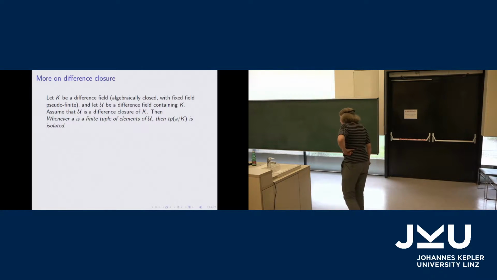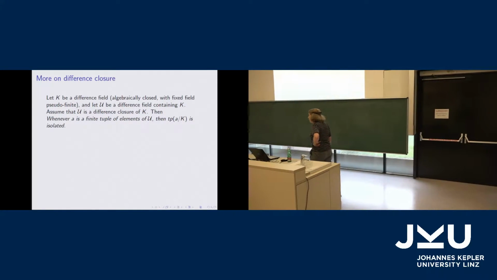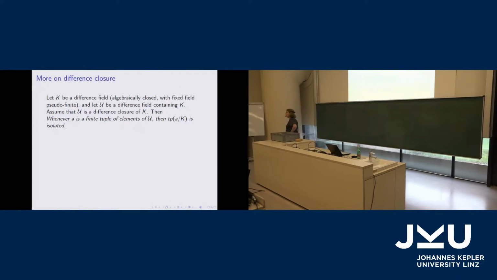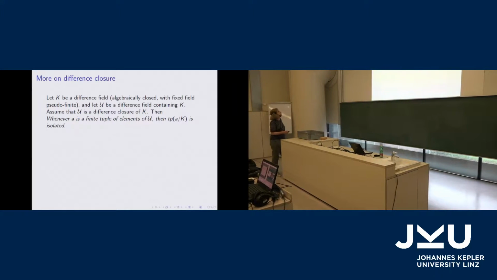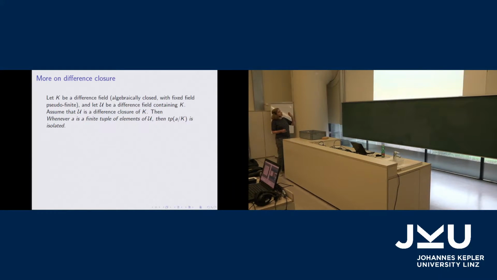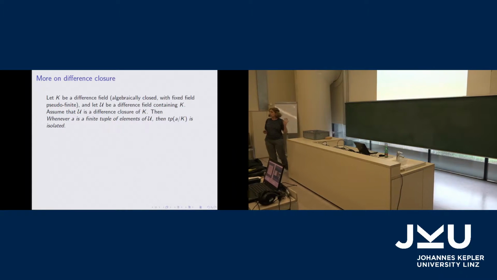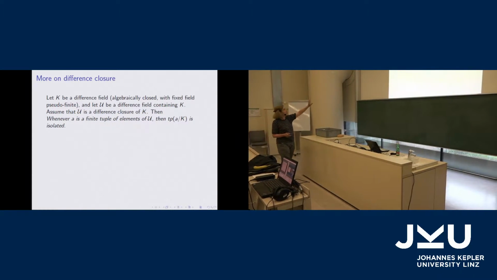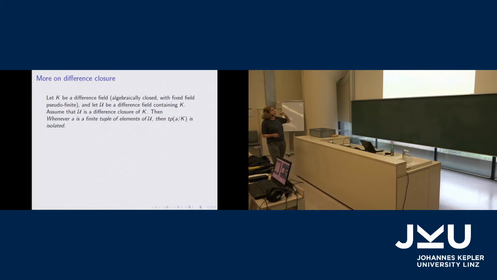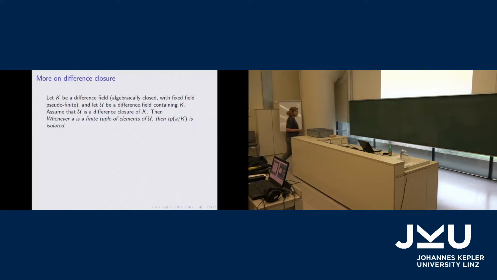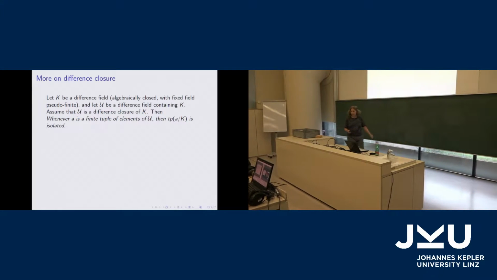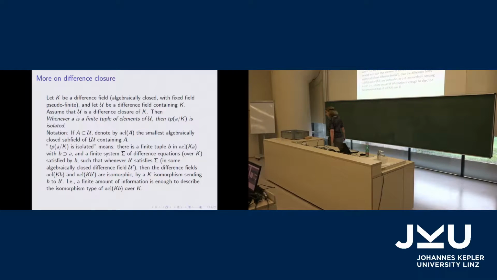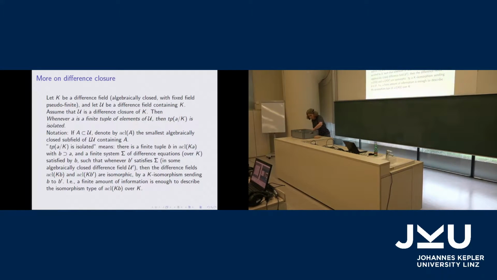So let's see, first of all, some properties of a difference closure. So let's say U is the difference closure of the field K. Then there is a property, this is a model theoretic property, which says that if you take a finite tuple of elements of U, then its type over K is isolated. Okay, so here I need the blackboard, obviously. Let me tell you what I'm talking about.